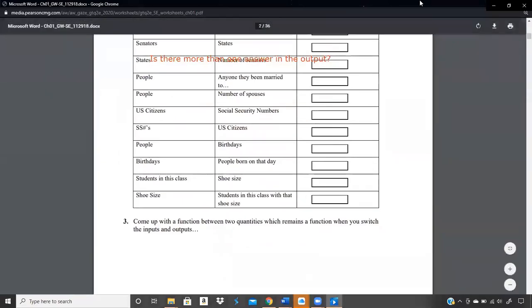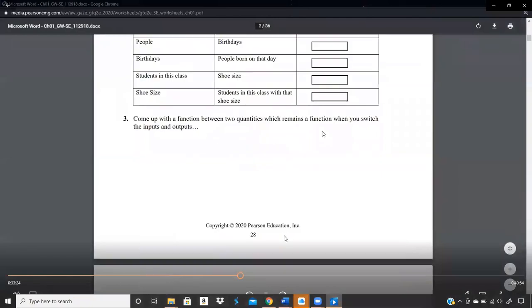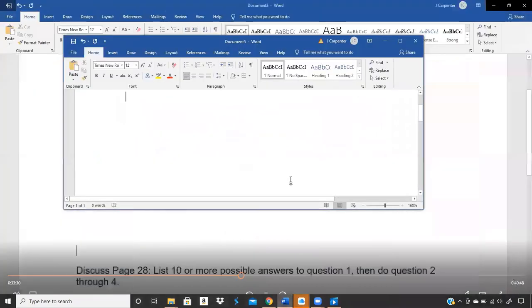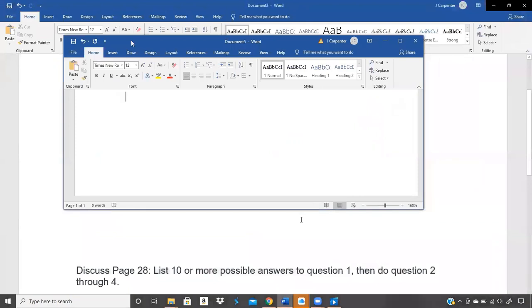I need to clear my screen because of that text following me. And why did I think there was a 4th one on that? Come up with annotate. Then do questions 2 through 4. I don't have a question 4, so it's just 3. My bad. So that's your first discussion board.